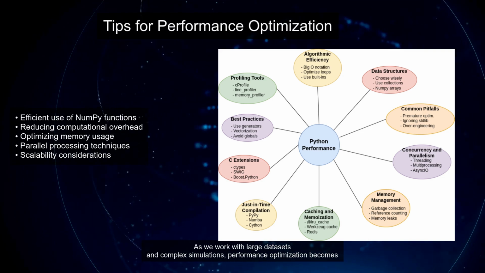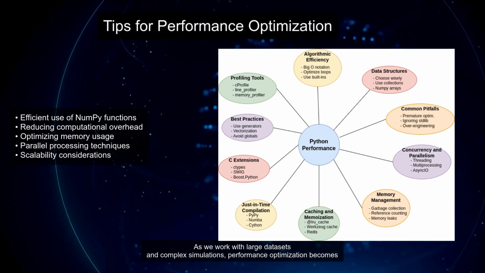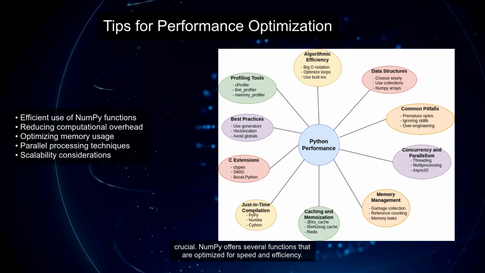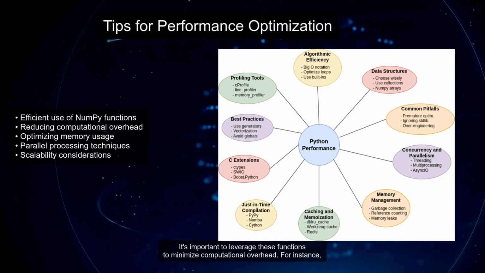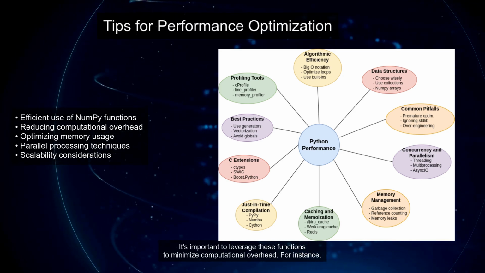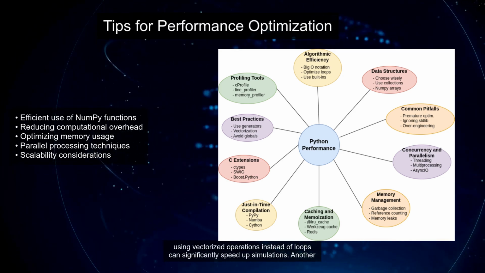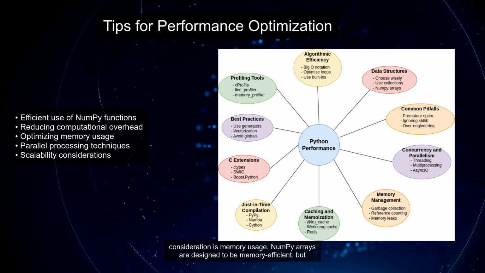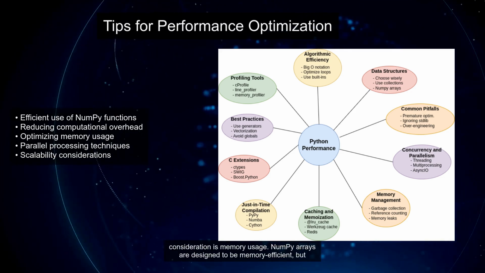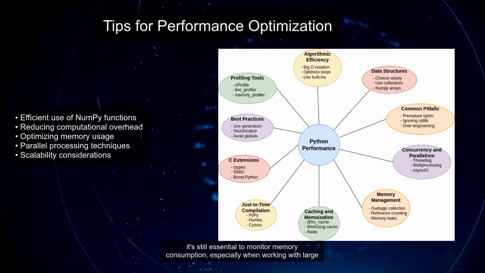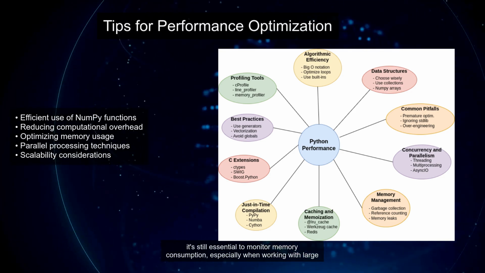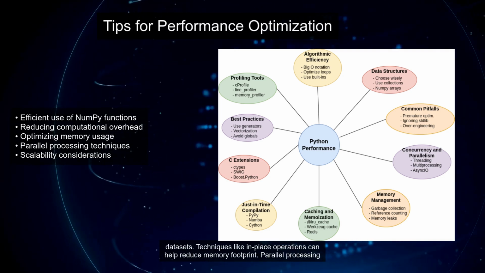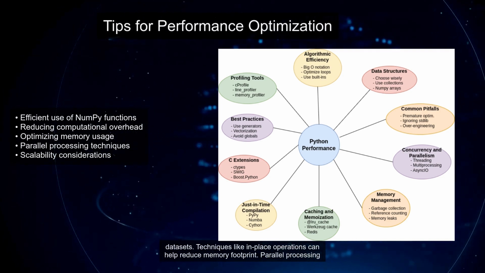As we work with large datasets and complex simulations, performance optimization becomes crucial. NumPy offers several functions that are optimized for speed and efficiency. It's important to leverage these functions to minimize computational overhead. For instance, using vectorized operations instead of loops can significantly speed up simulations. Another consideration is memory usage. NumPy arrays are designed to be memory efficient, but it's still essential to monitor memory consumption, especially when working with large datasets. Techniques like in-place operations can help reduce memory footprint.